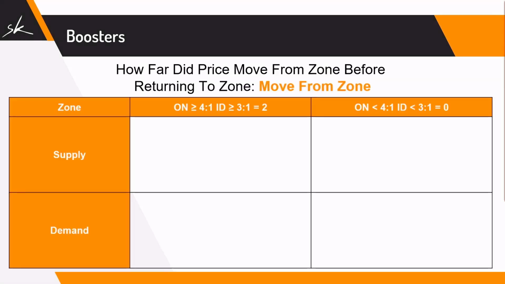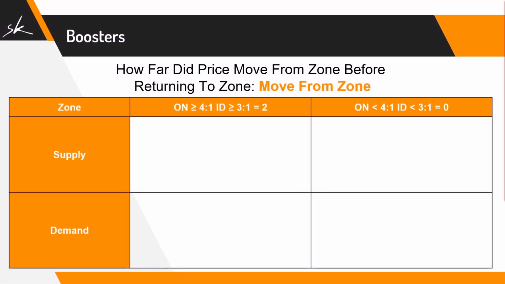The next probability booster is move from the zone. In this booster, we check how far the price moved from the zone before returning to the zone. It helps in two ways. 1. If the price has moved far away from the zone, it implies the zone has strength. And 2. It also increases the probability of having a good reward to risk ratio, because if the price retraces to the zone after a small move, the opposing zone might be very close, thereby not providing sufficient reward to risk ratio.